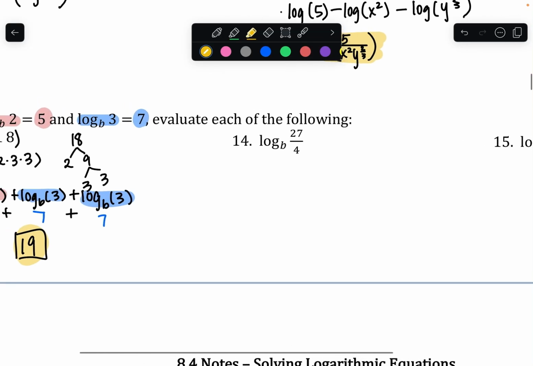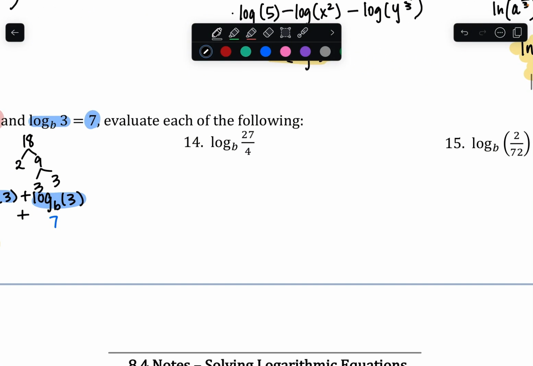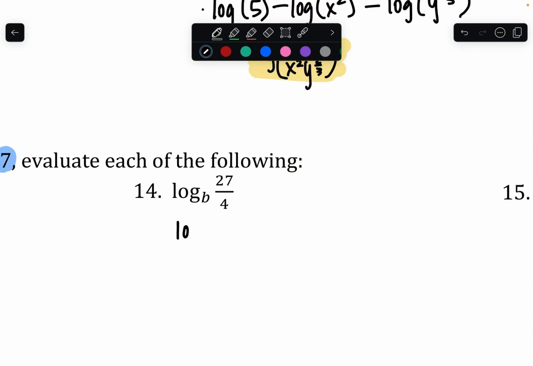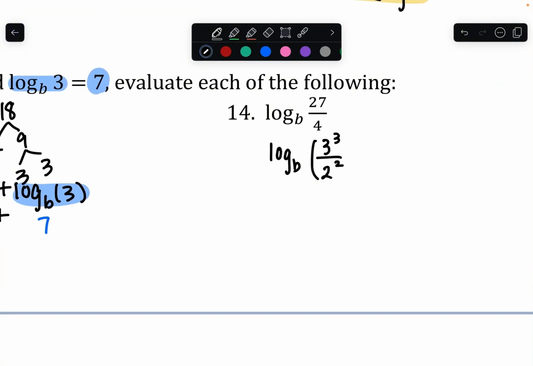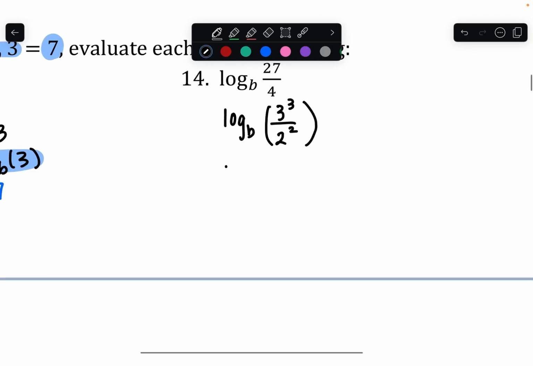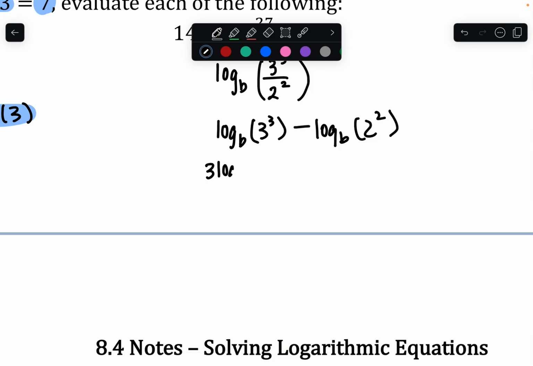Okay, this next one, remember, we're trying to get everything in terms of 2s and 3s. And so here, when I'm looking at 27, I know that's 3 cubed. And the 4, I know is 2 squared. Okay, and so now when I break these up, I have log b of 3 cubed minus log b of 2 squared. Bring down the 3 as the exponent. Bring down the exponent for the 2.